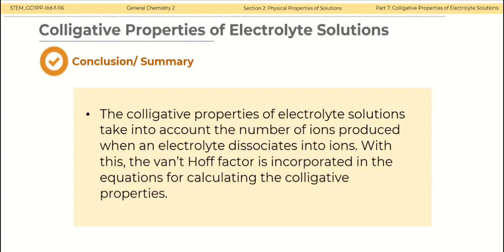The colligative properties of electrolyte solutions take into account the number of ions produced when an electrolyte dissociates into ions. With this, the Van 't Hoff factor is incorporated in the equations for calculating the colligative properties.